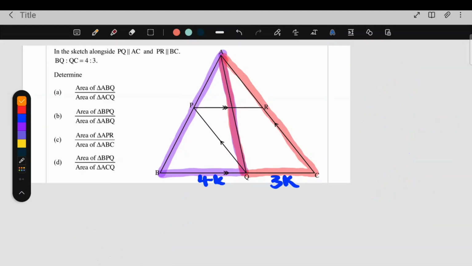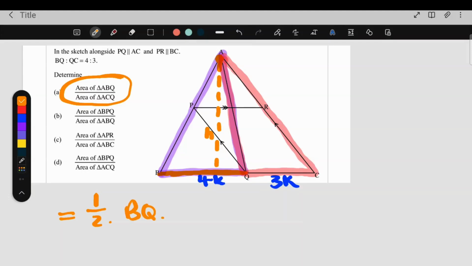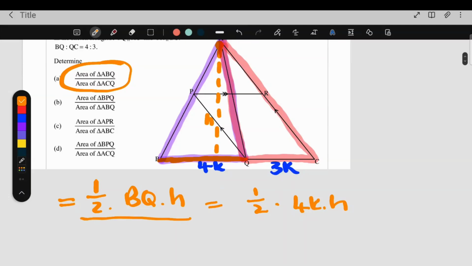So for the left-hand side, so for ABQ, let's take ABQ out. If this is the base, then I will go to the highest point and bring a perpendicular line down. So for the area of ABQ, I'm going to say it's a half. Base is BQ times the height, which is a half times 4K times the height. Okay, and this must be over the area of the other triangle.